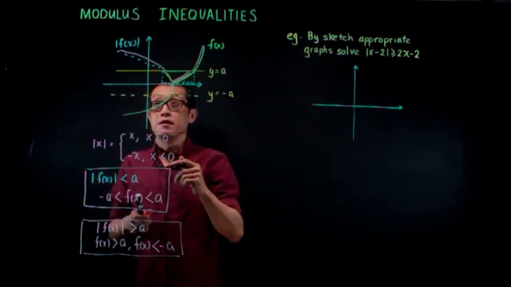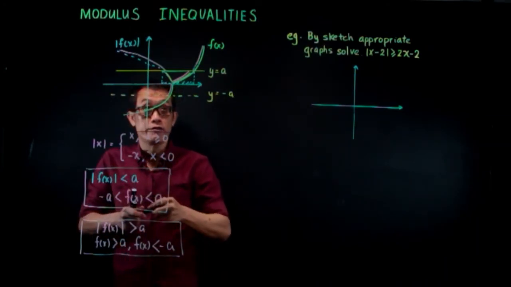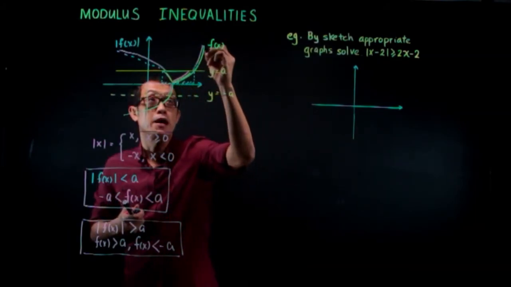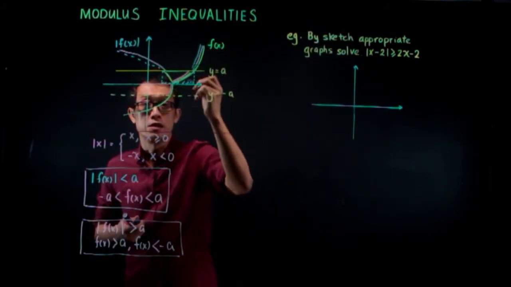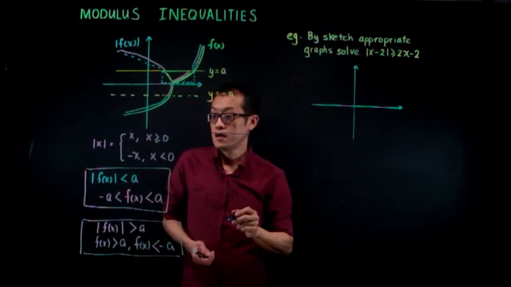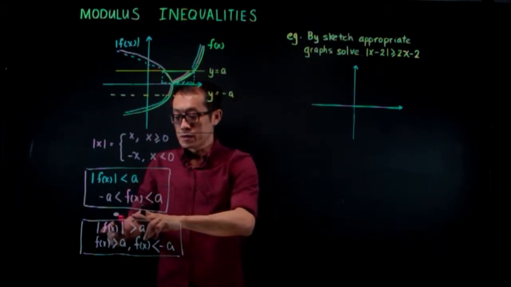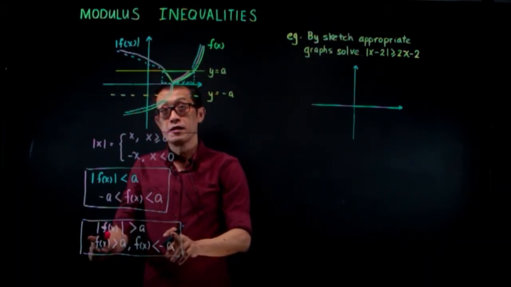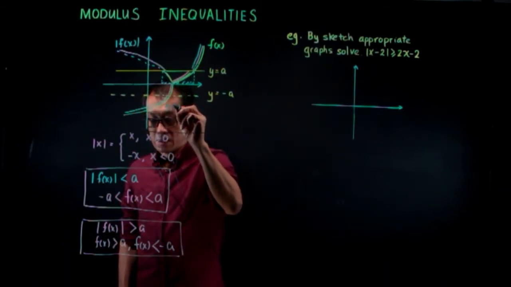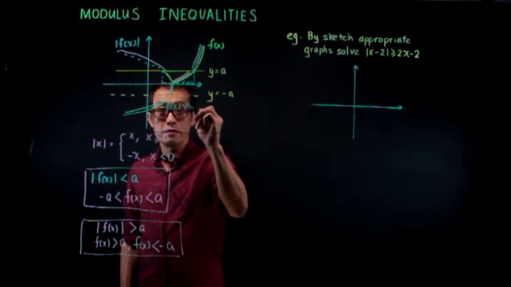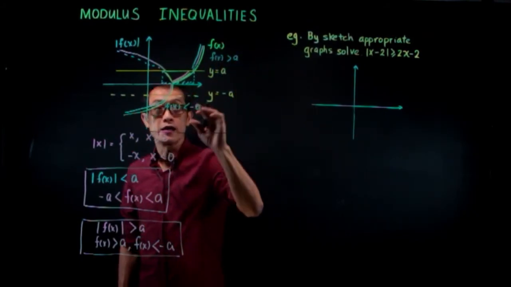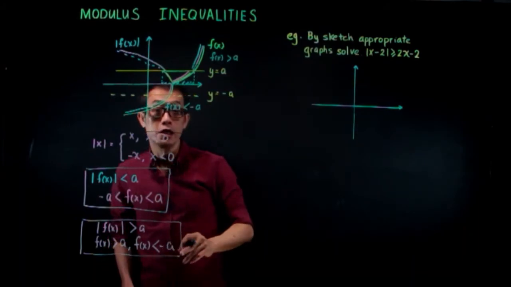Now, if you unmod it, you look at this graph now. Which part of the graph do you want? It is the one that is in blue. It is now this part of the graph that you want if you consider f of x. So, that's why your inequality is like that. Understand? So, this part is f of x is smaller than minus a. This part, f of x is greater than a. That's why you got this inequality.